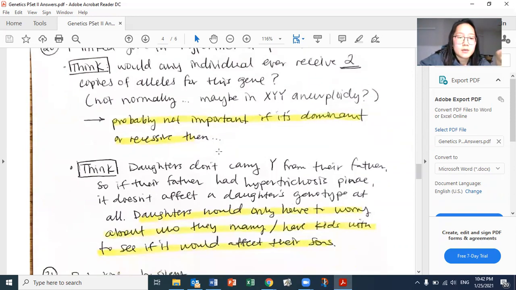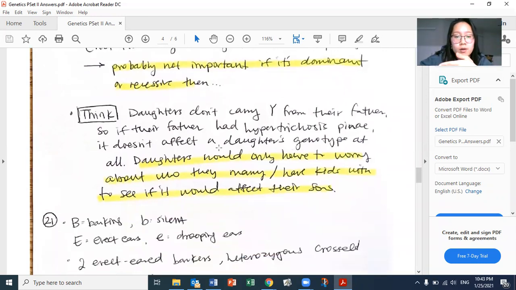Okay. Now think for the second part. Daughters don't carry a Y from their father, so they don't inherit it anyways. So if their father had hypertrichosis pinnae and had hairy ears, it doesn't affect the daughter's genotype, and the daughter can't pass it down. So the daughter would only ever have to worry about who they marry, right? If the person they marry carries the gene on their Y, then their son will get it. But if they're worried about getting it from their father, no, because the Y never came to the daughter in the first place, so the daughter couldn't give it to her son. Okay.